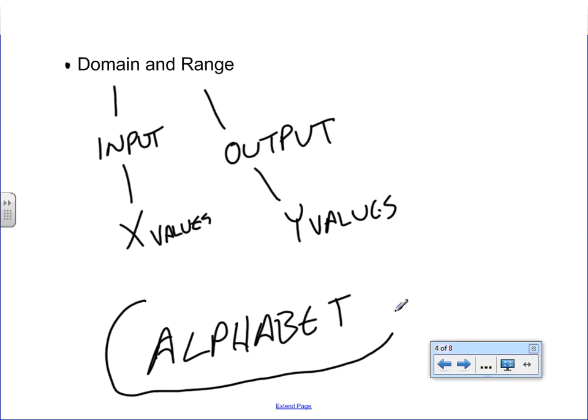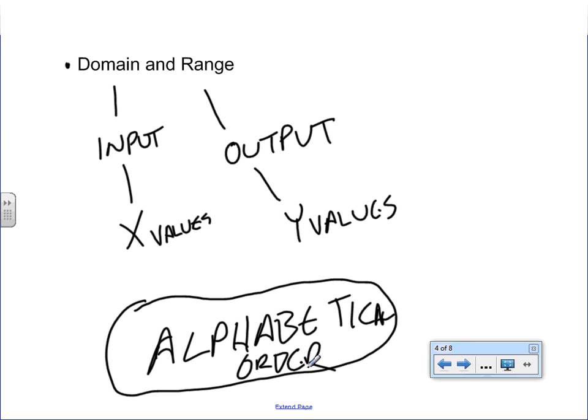Bear that in mind. So the possible x values, the possible y values, the input versus the output. That's what the domain is. Okay, domain, input, x; range, output, y. Alphabetical order. If that helps you to remember, great. Domain comes before range. I think I've said that before. Let's move forward. Shall we?